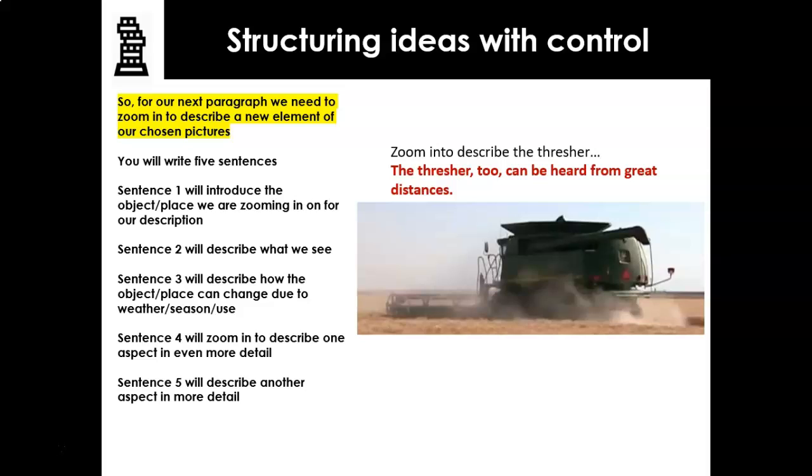So you could start for sentence 3 to think about how it changes. How is this object going to be different at the end of the harvest? Maybe it's going to be covered in dust and dirt. Maybe at the end of the season, it's going to be worn out and exhausted. It's going to be choking on its own engine fumes.